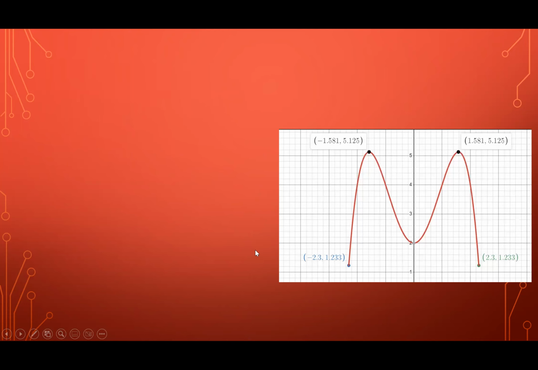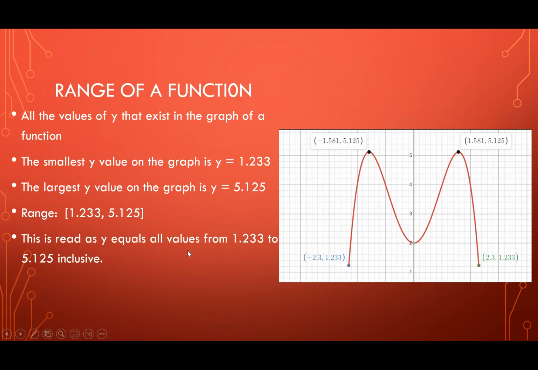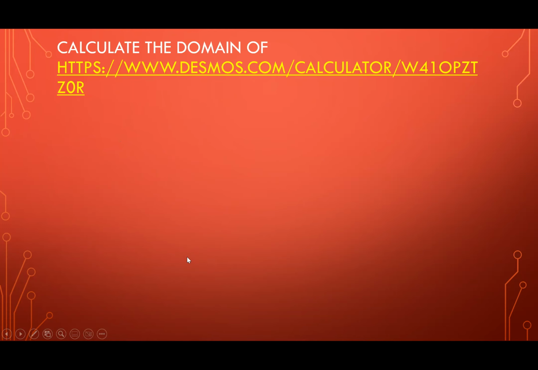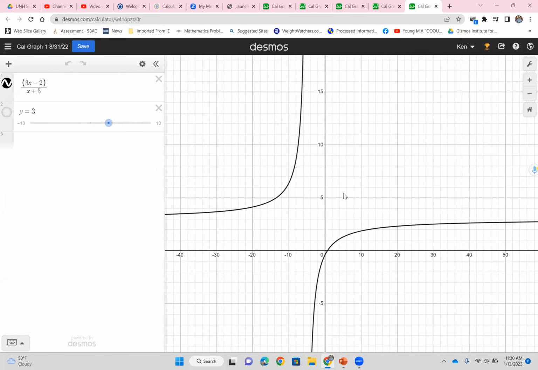Okay, the range are all the y values. So here the smallest y value is 1.233. The biggest y value is 5.125. So the range goes from 1.233 to 5.125 inclusive. Okay, let's take a look at this one. Oh, we've done this one already.